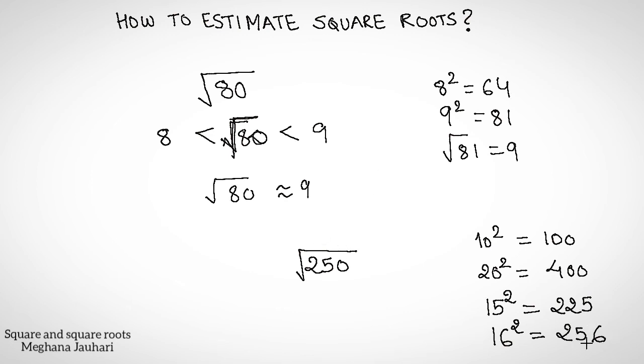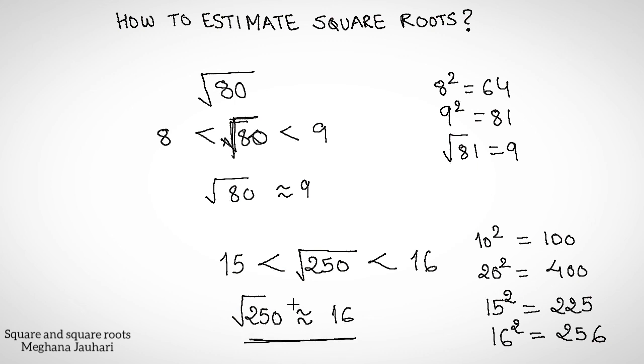Clear? As you can see, 250 lies between the square of 15, that is 225, and the square of 16, that is 256. So here we can say that the square root of 250 is greater than 15 and less than 16. I hope you have understood. Why? Because 15 square is 225 and 16 square is 256, and surely 250 will lie between these two numbers. So we'll say the square root of 250 is nearly closer to 16, as it has the lesser difference.